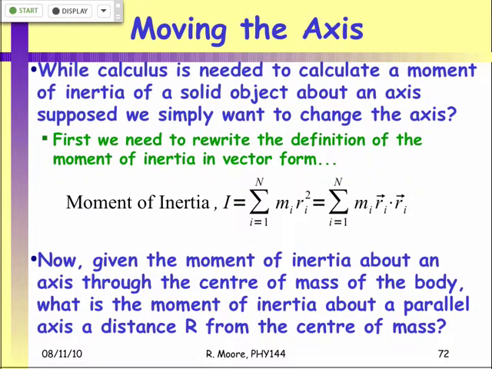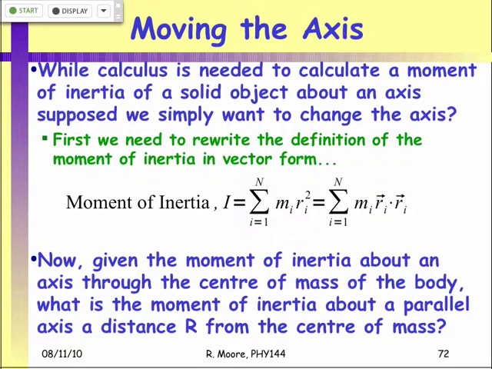So if we take our moment of inertia, we have said it was the sum of all the masses times their positions from the axis squared. Well, we can write this down in vector form, and we can say that it's the sum of all the masses times their position vector dotted with itself, right? Because when we do that, we know the dot product of a vector with itself gives you the magnitude squared, and it's a scalar quantity.